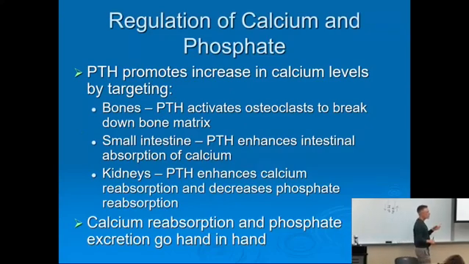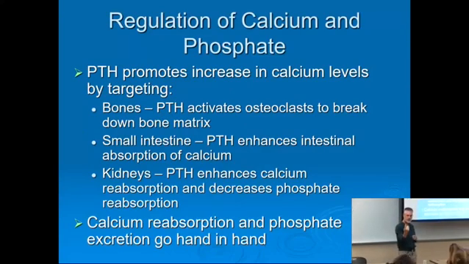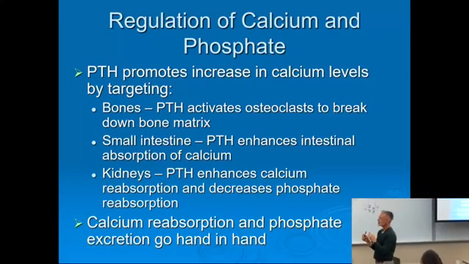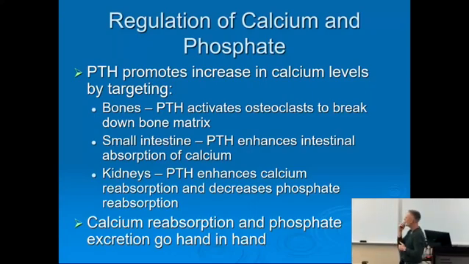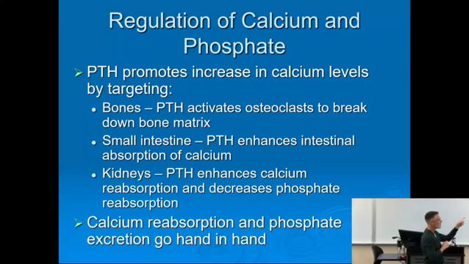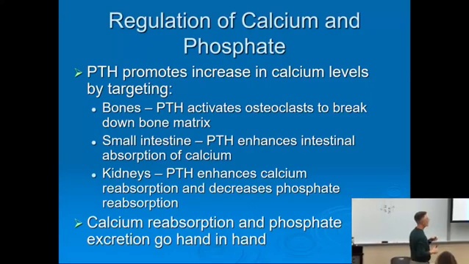In fact, phosphate is often tied to calcium, like potassium is often tied to sodium. Phosphate levels, PO4, are often attached to calcium because we make calcium phosphate in the bones when we're knitting it together. So what happens here in terms of calcium is parathyroid hormone promotes increasing calcium levels in the blood, and it tells those osteoclasts to chew up the bone.